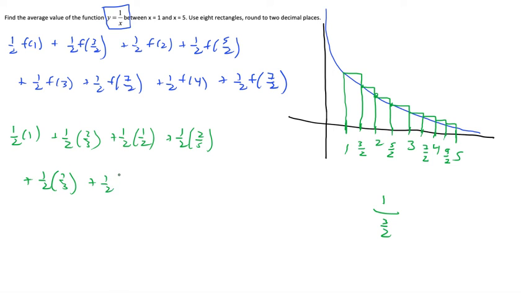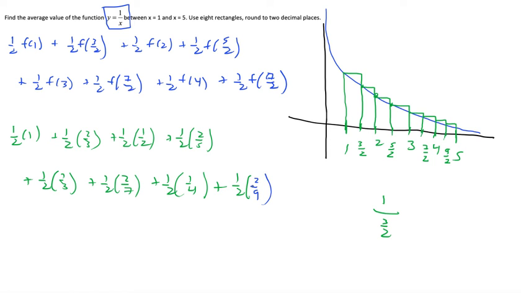And then same thing, we get 2 over 7. And then 1/2 times, when you plug the 4 in here, we get 1 over 4. And then when you plug the 9 over 2 in here, sorry, that should be a 9 over 2, so we should get 2 over 9 in this case.